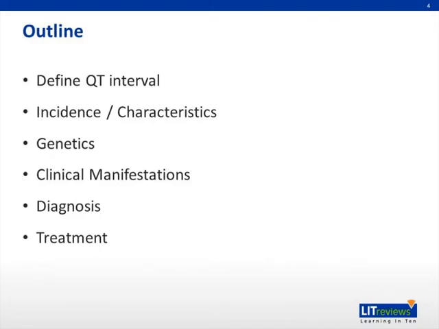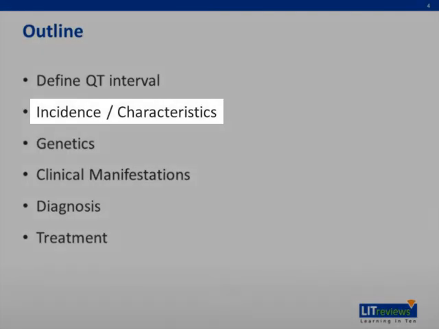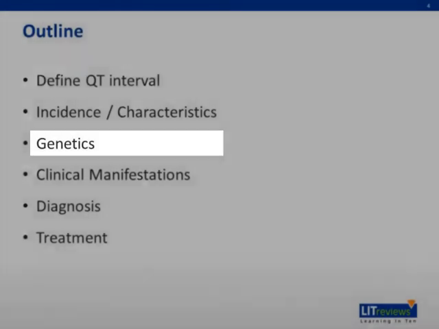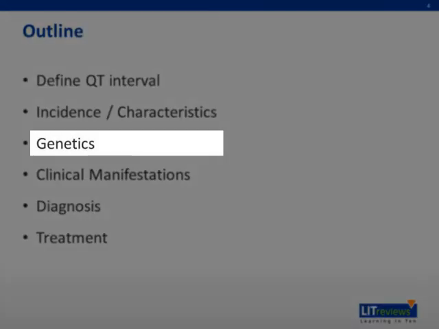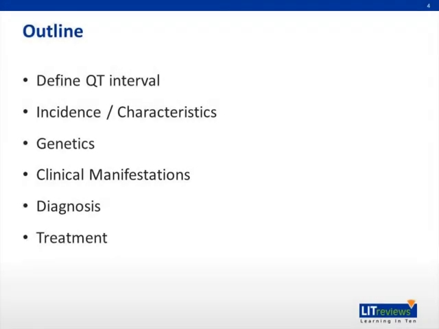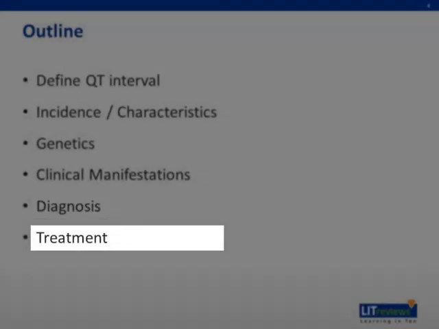This presentation will go over how to measure the QT interval. I will discuss the incidence and characteristics of long QT syndrome. I will speak briefly about the genetics of the disease and then explain how the genetics of the disease can have a specific phenotype with specific clinical manifestations. I will end with discussion about the diagnosis and treatment options for these patients.